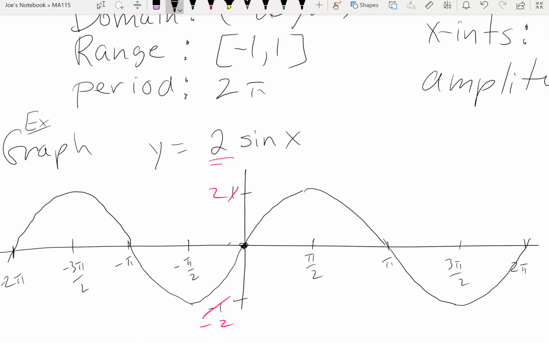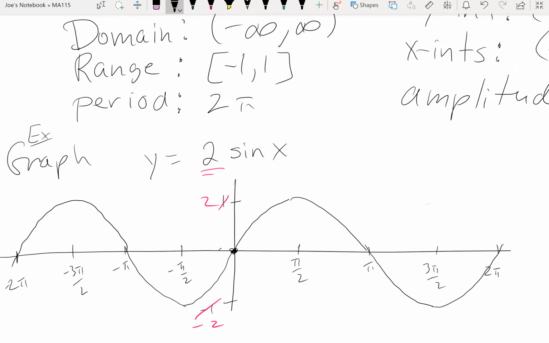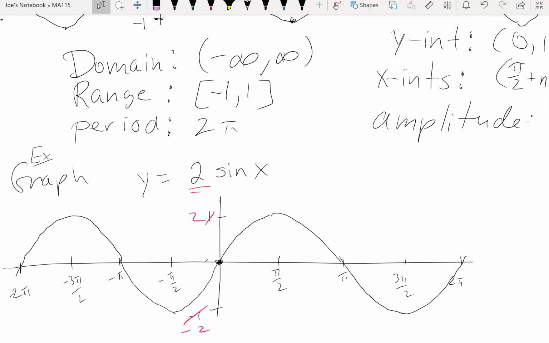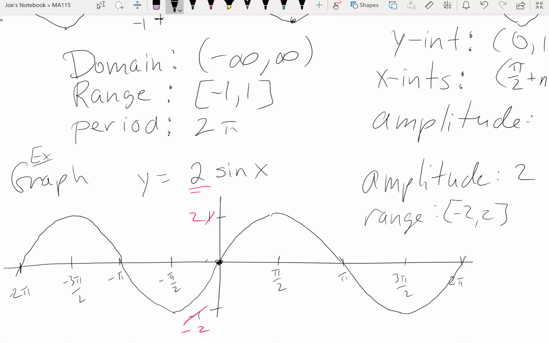Okay. All right, so one last thing to mention on here. Notice that we changed the y scale, right? So which of the things that I wrote above does it change? It changes the amplitude, right? So instead of 1, what's the amplitude going to be? 2. Yeah, so the amplitude here would be 2. And it changes the range as well. So what will your range be? -2 to 2? Good.